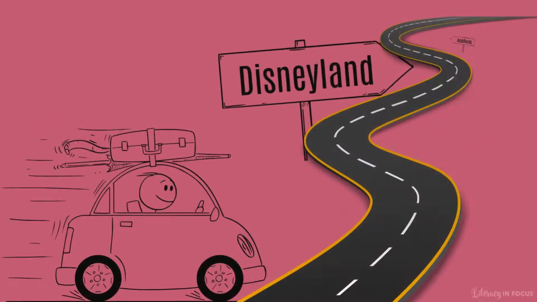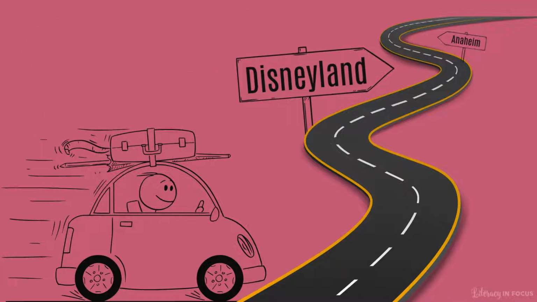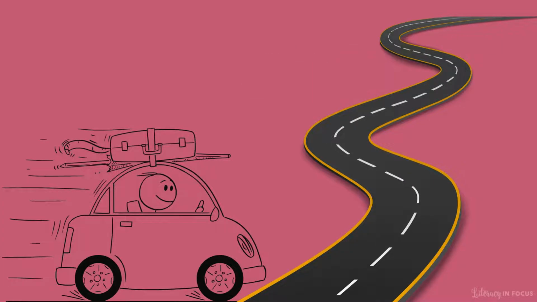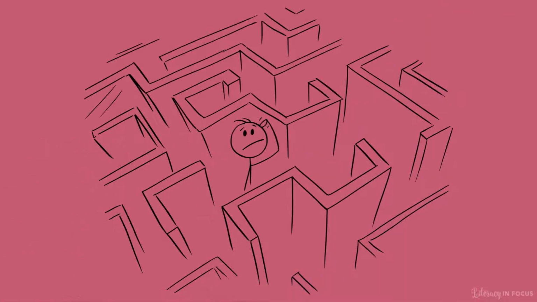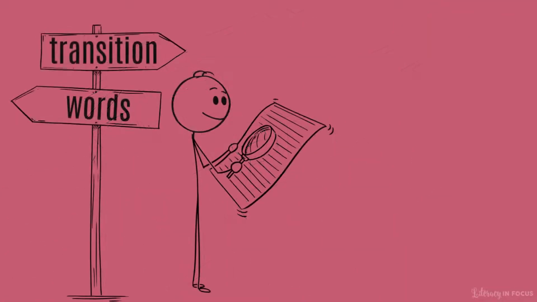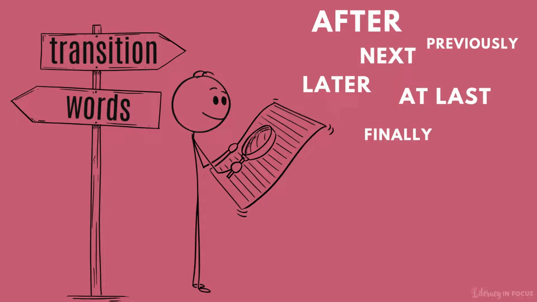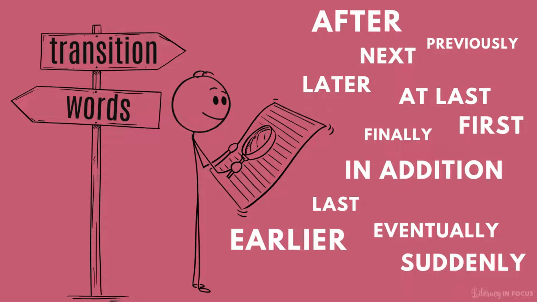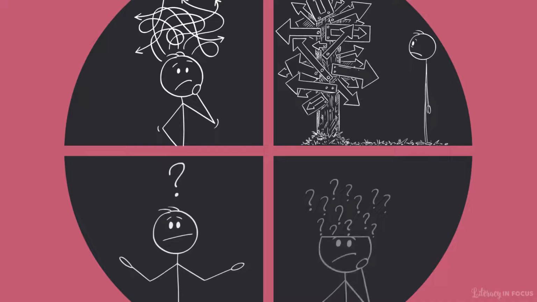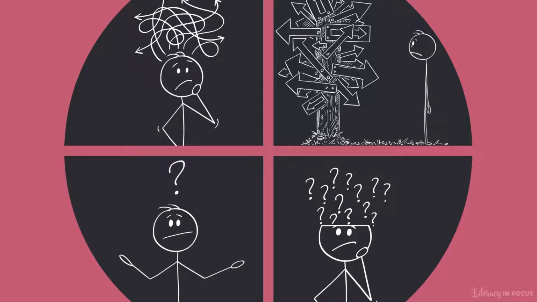Think of transition words like the signs on a road trip. The signs act as guides, making it easier for drivers to follow the correct route. Without signs, the route would be unclear and drivers might get lost. Similarly, transition words act as guides, making it easier for the reader to follow the sequence of events. Without transition words, your story could be confusing, and readers might have trouble following along.